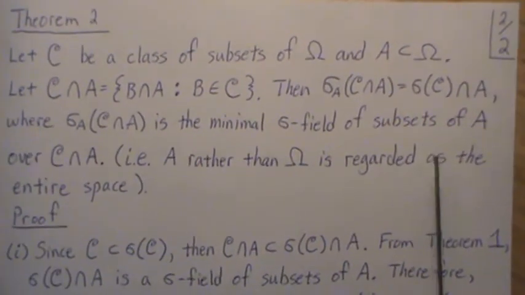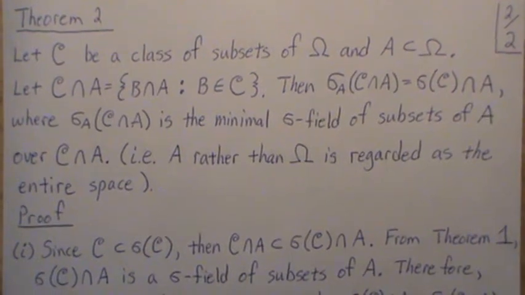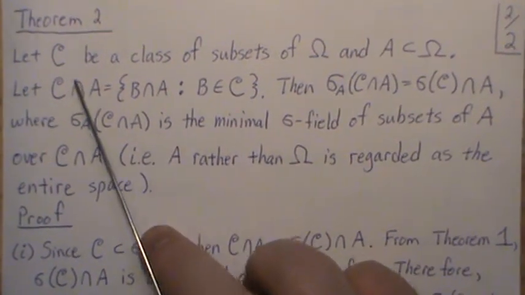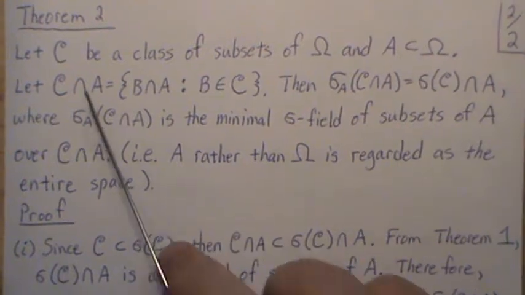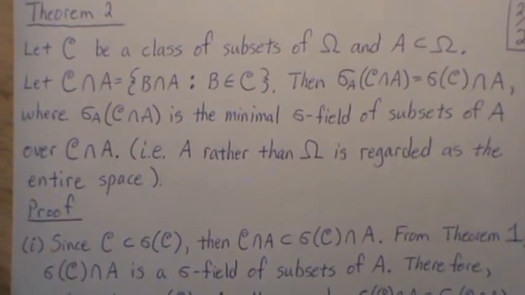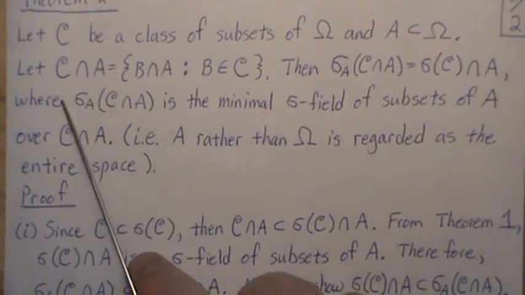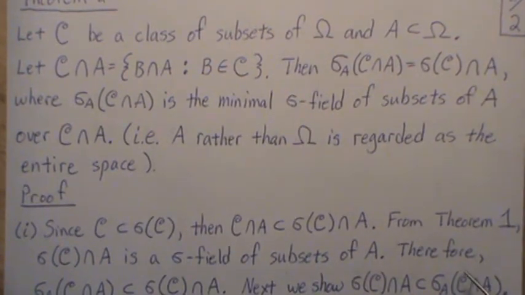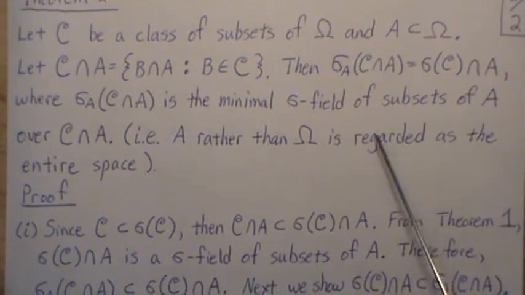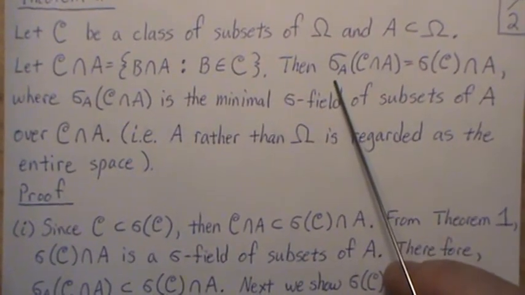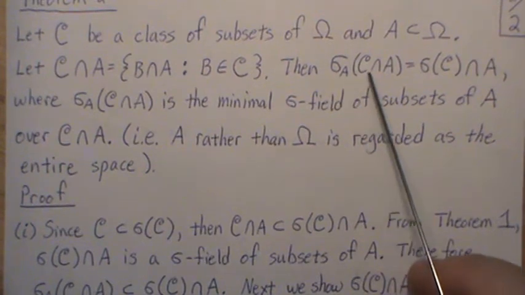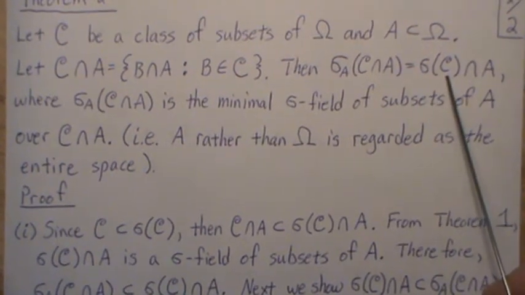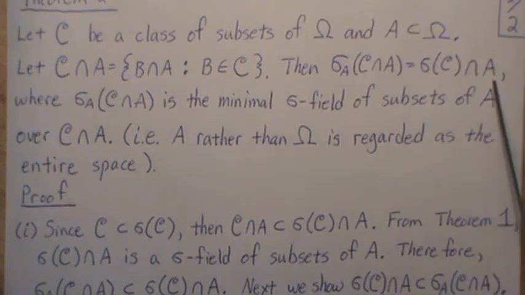Now the next theorem is this. Let script C be a class of subsets of omega, and A a subset of omega. Now A does not have to be in this class. It can be or it can't be. Now if we know that it is, there are other certain properties that we may cover. But let script C intersect A be all the sets B intersect A such that B is in this class. Then the sigma field of subsets of A generated by script C intersect A is equal to the sigma field of sets of the class, relative to omega, intersect A.